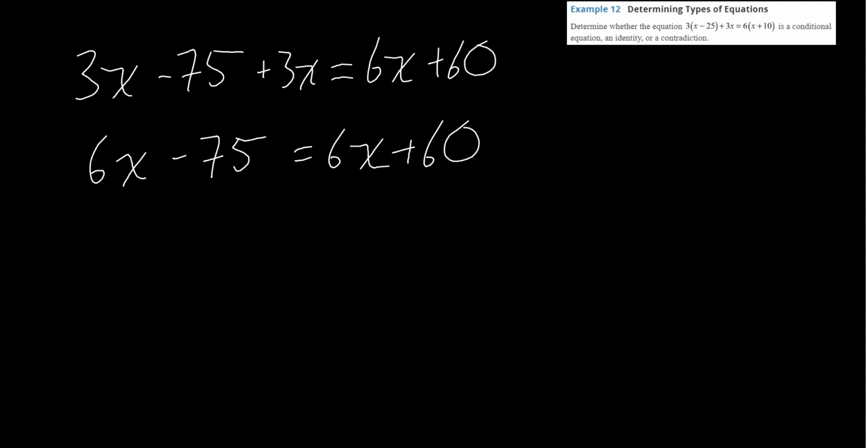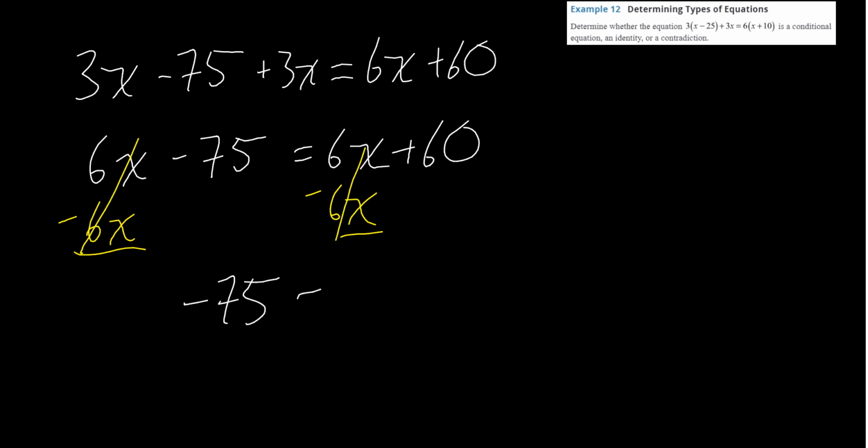Okay. Let's get the x's on both sides. So I'm going to subtract 6x. It looks like I'm just going to subtract 6x from the right side. So let's see what that looks like. Minus 6x, that's gone. Minus 6x. Okay, well we have a problem here. 6x minus 6x, well that makes that gone as well, right? So I have negative 75 is equal to 60. Okay, is negative 75 equal to 60? No. Okay, therefore this is called a contradiction, right?